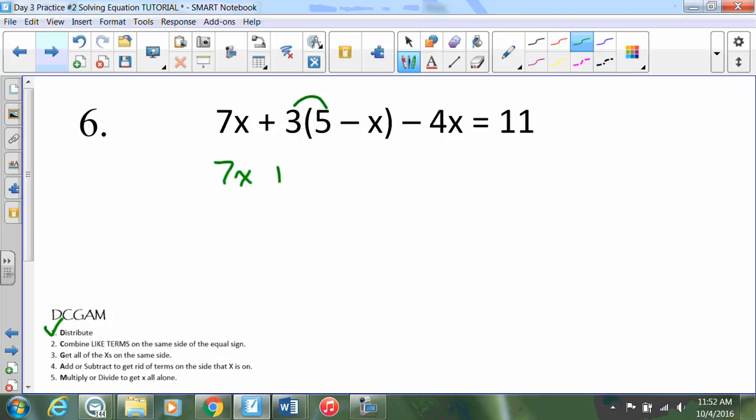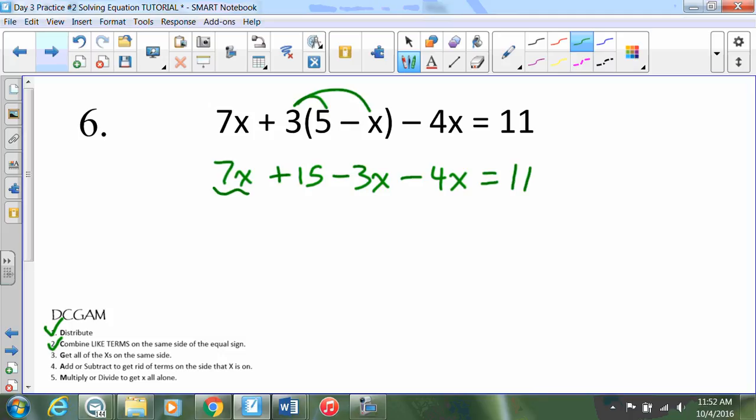3 times 5 is 15. 3 times a negative x is negative 3x. And then I'm just going to bring down everything else. I'm going to bring down the minus 4x, bring down the equal, bring down the 11. So we distributed. That was our first step. Our second step, combine like terms on the same side of the equal sign. Do we have like terms? Yes, we do. So let's go ahead and start combining them.